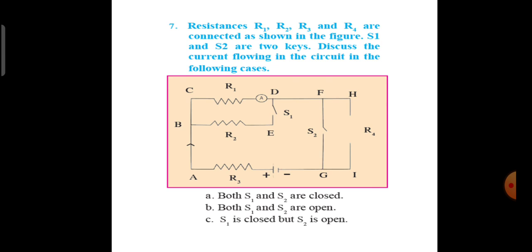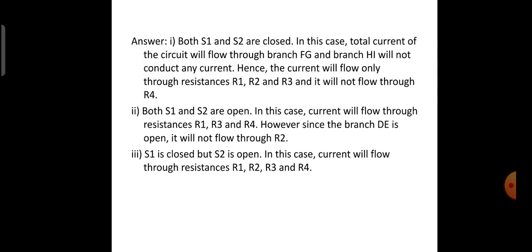Okay. So now three cases are given here. When both the keys S1 and S2 are closed, when both the keys are open, and when S1 is closed but S2 is open. When both S1 and S2 are closed, in this case, the total current of the circuit will flow through branch FG and branch HI will not conduct any current. Hence, the current will flow only through resistances R1, R2 and R3 and it will not flow through R4.